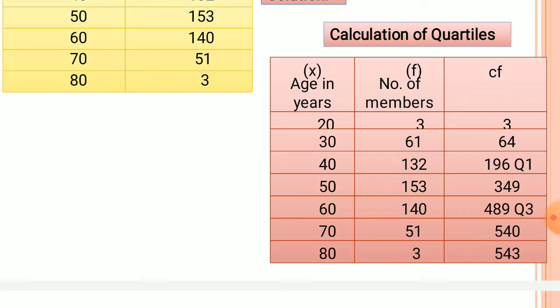The second important step is to convert frequencies into cumulative frequencies. 3, 3 we write. 3 plus 61, 64. 64 plus 132, 196. 196 plus 153, 349. 349 plus 140, 489. 489 plus 51, 540. 540 plus 3, 543.